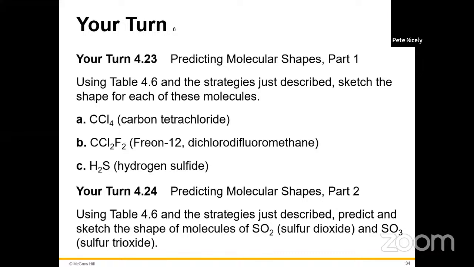The first thing you'd have to do is draw the Lewis structure, right? In fact, let me get out of this here.